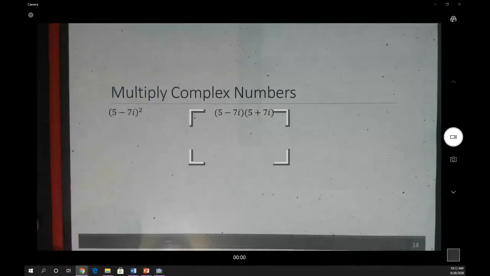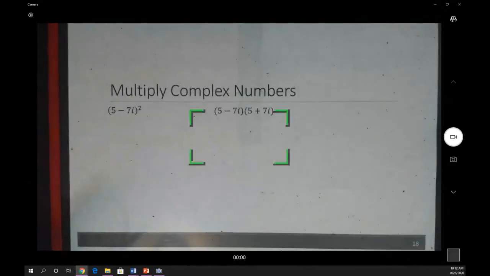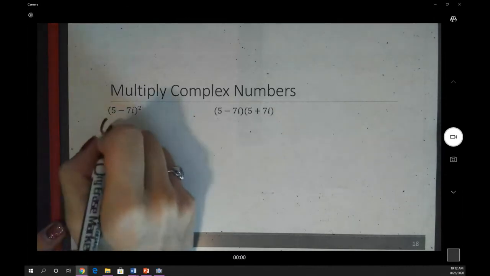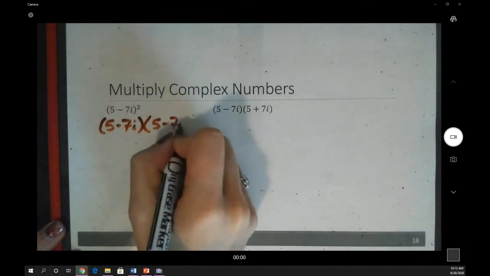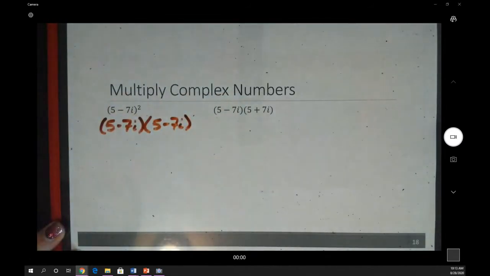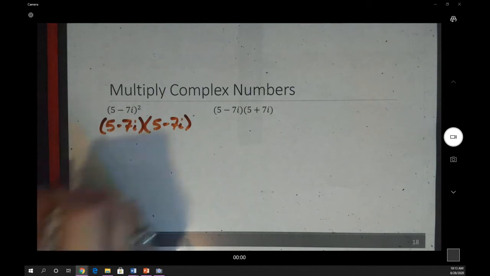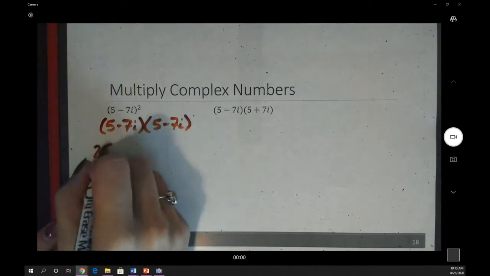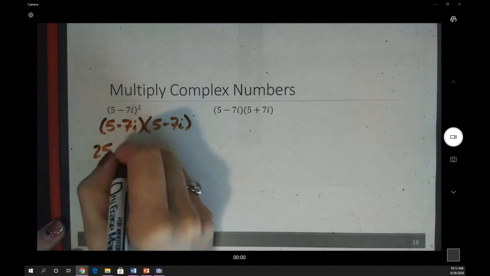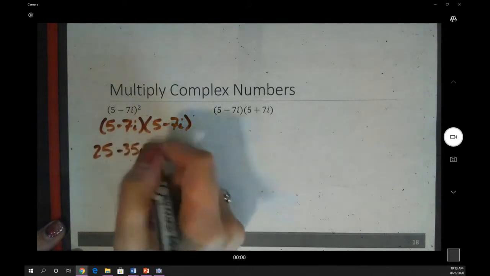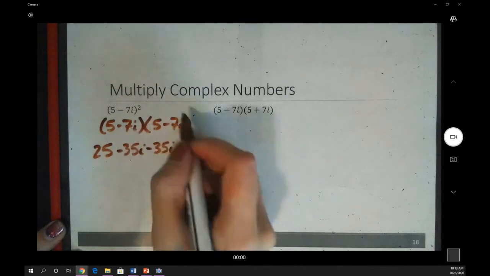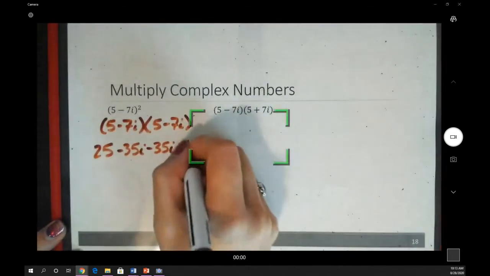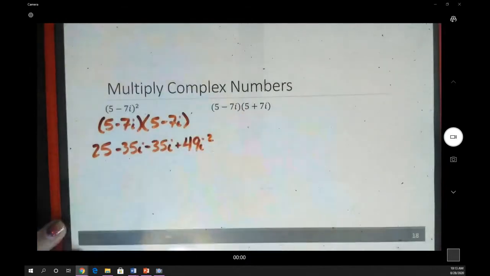First up, we're going to look at 5 minus 7i quantity squared. But when something is squared, that just means that it's multiplied by itself. So we have 5 minus 7i times 5 minus 7i. I'm going to multiply this one out like the last one, FOIL it if you will. 5 times 5 is 25. 5 times -7i is a -35i. -7i times 5 is a -35i as well. And -7i times -7i is a positive 49i squared.